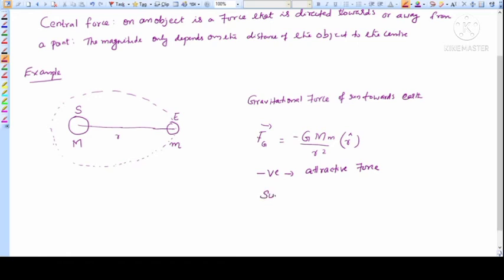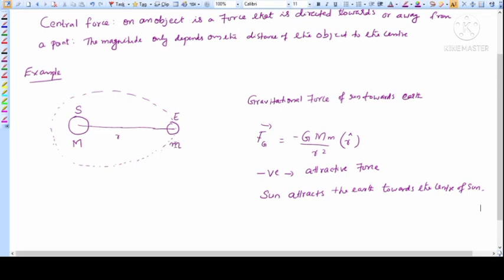It means the sun attracts the earth towards the center of the sun. So the negative sign indicates it's an attractive force. And what about electrostatic force? So this is a central force, and the force is acting in this direction. That is, the sun is attracting the earth, so that due to the gravitational force of the sun, the earth is revolving around it.